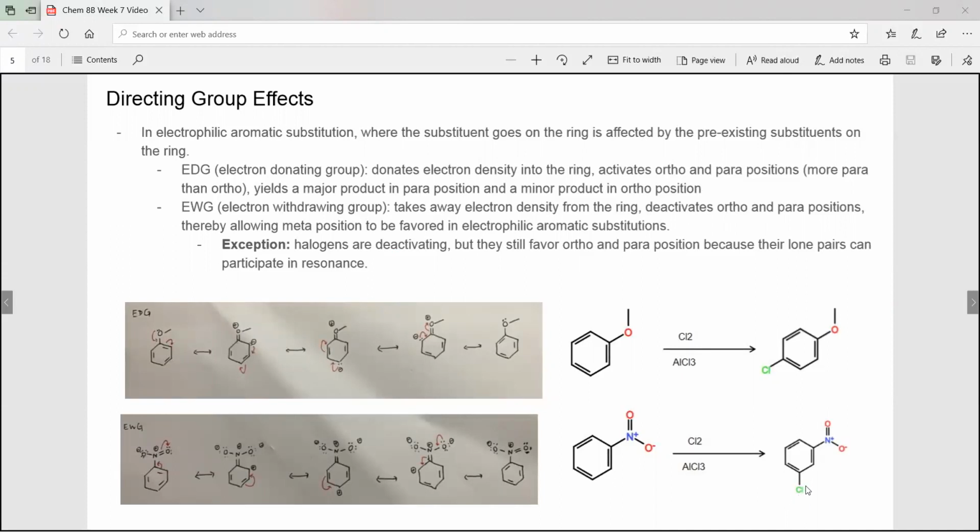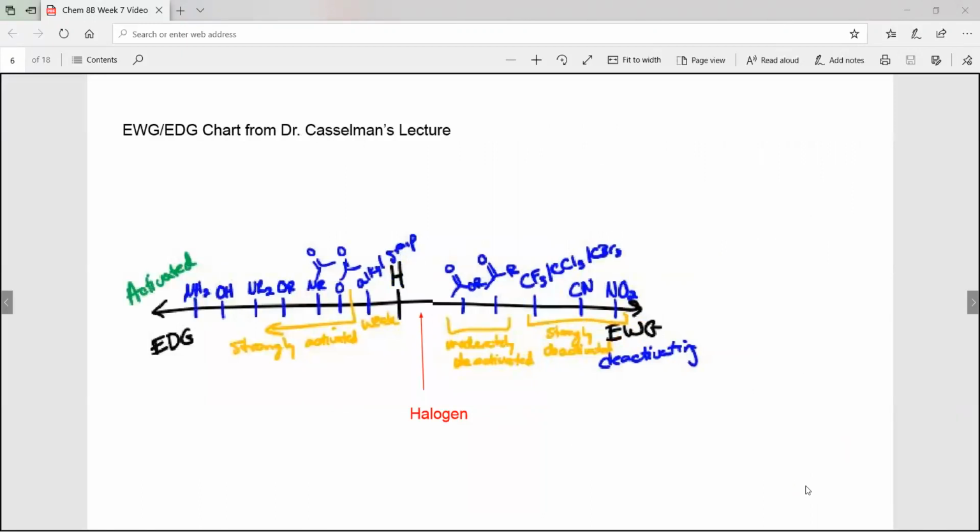There's an exception though, and that's the halogens. They're technically deactivating, but because of their lone pairs, they can participate in resonance, and they're ortho and para directing. Here is the chart that Dr. Castleman showed in class. To the left are the EDGs, and to the right are the EWGs.